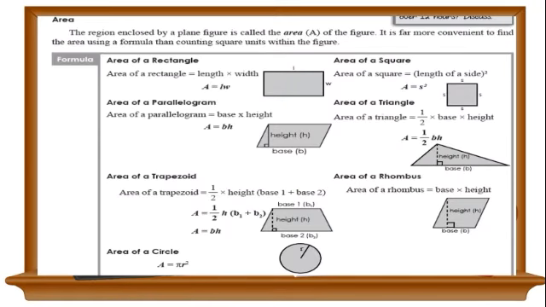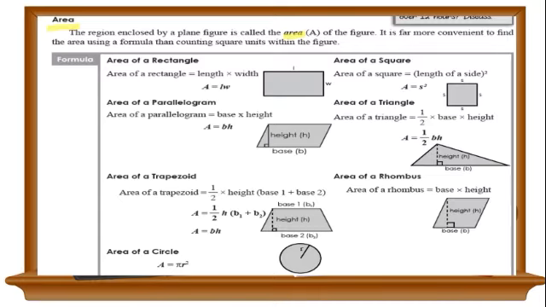Okay, so this time let us proceed to area. So, what is area? The region enclosed by a plane figure is called area. It is far more convenient to find the area using a formula than counting the square units within the figure. So, to make finding the area easier, we use formulas.